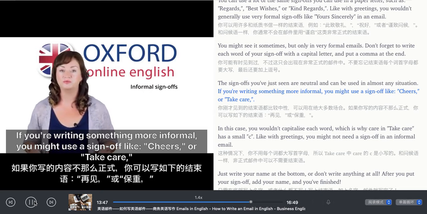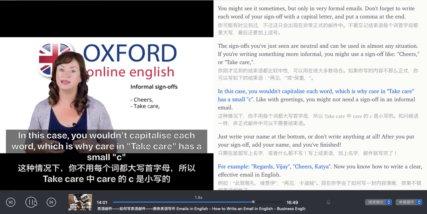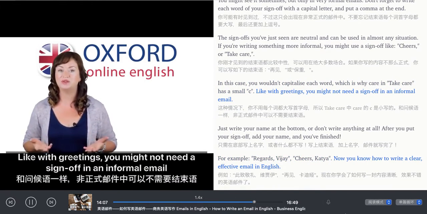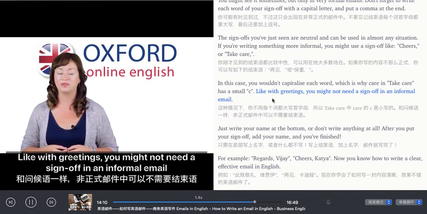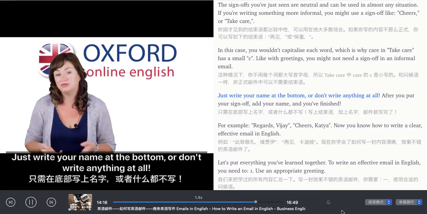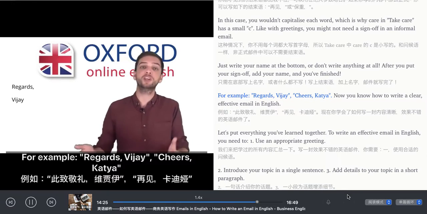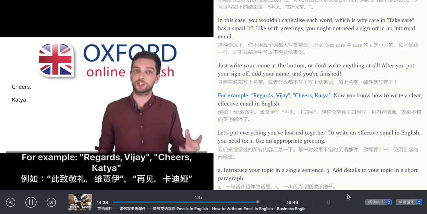If you're writing something more informal, you might use a sign-off like "Cheers" or "Take care." In this case, you wouldn't capitalise each word, which is why care in take care has a small c. Like with greetings, you might not need a sign-off in an informal email. Just write your name at the bottom, or don't write anything at all. After you put your sign-off, add your name and you've finished. For example, "Regards, VJ." "Cheers, Katya."